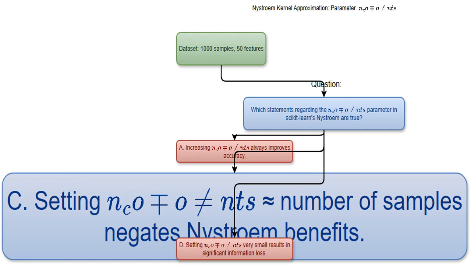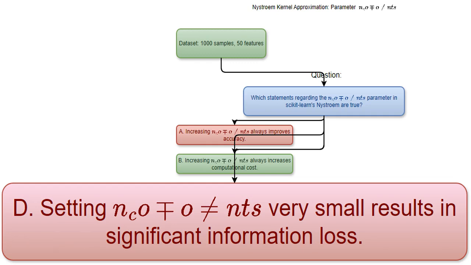This is also always true. If I use a really small subset, I lose a lot of information, so the resulting approximation is bad. This statement is always true. It's like trying to summarize a whole book with only a few words.